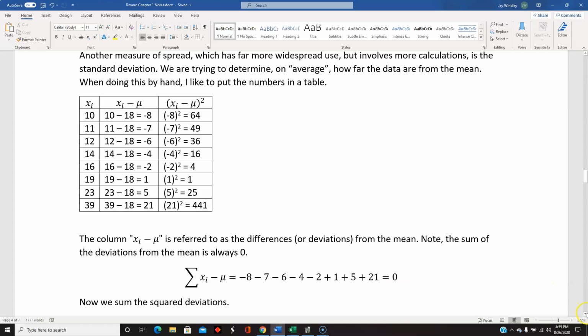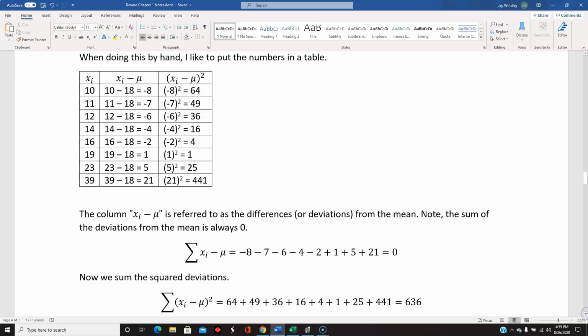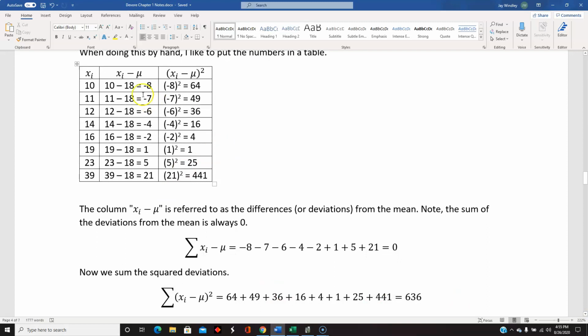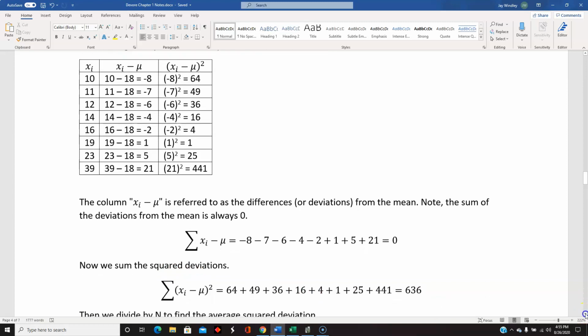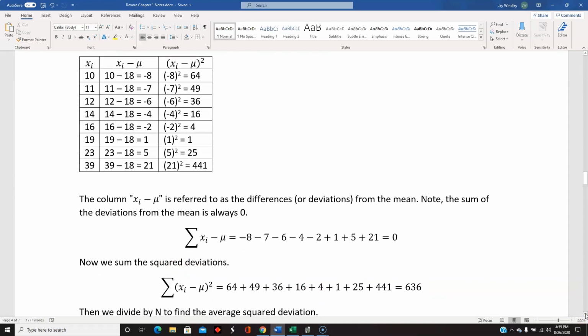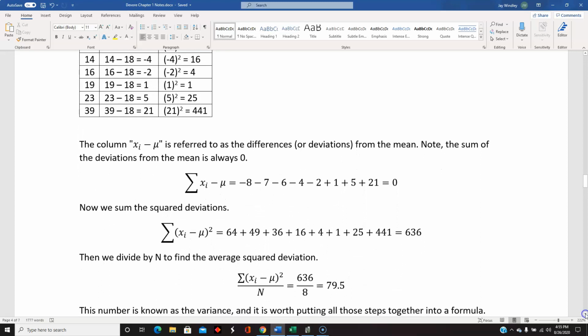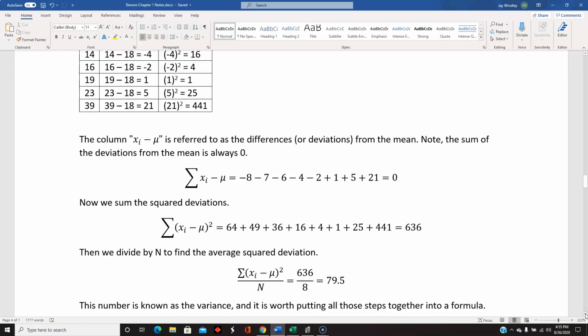So the most common thing that's done to make them not add up to 0 is to square them all. So this next column I have is the squared deviations from the mean. And we're going to sum all of those squares. And that gives us a sum of 636. And then we're going to divide by n, the number of numbers in our data set. And that'll give us the average squared deviation of 79.5. This number is known as the variance.